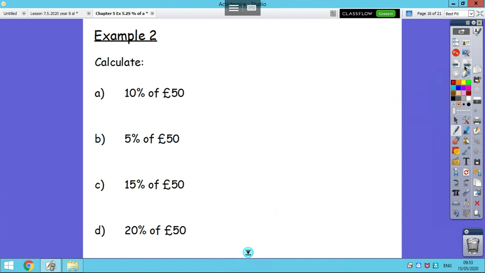Okay, our second example, we've got 4 things to focus on here. 10% of 50, well, we know that already. We know how to find that. We just need to do 50 divided by 10, and we get 5. So that's going to be £5 is 10% of 50. So how would we find 5% of 50?